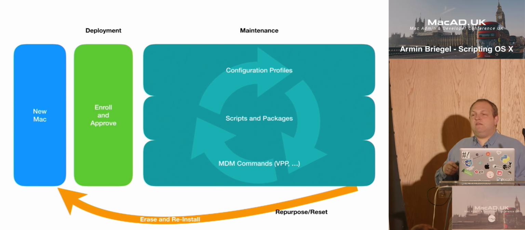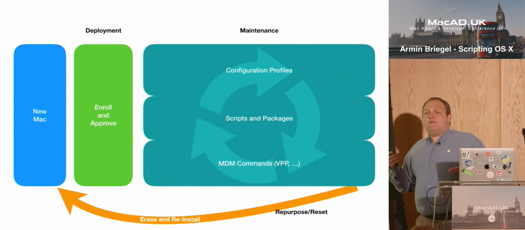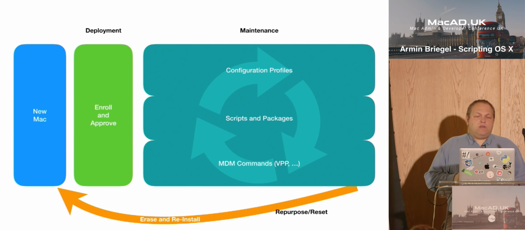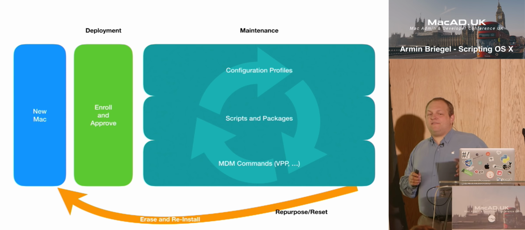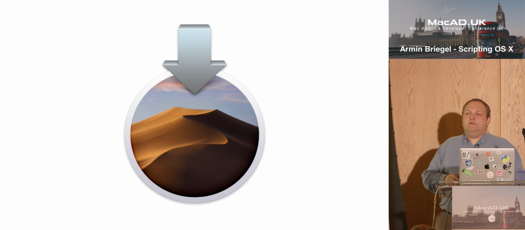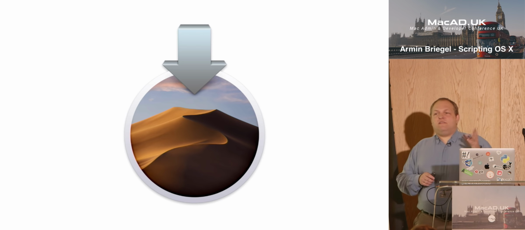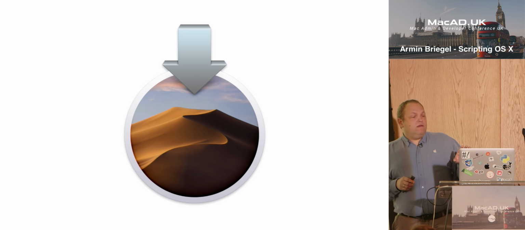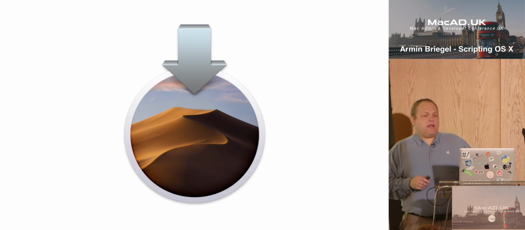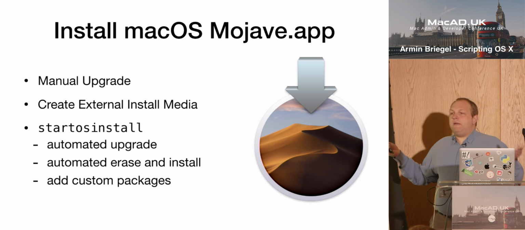So the erase and reinstall. With imaging, that was easy because you just re-image. That had the erase part built in. Now without imaging, we need a new strategy for that. Thankfully, we have a great tool that Apple gave us, which is kind of under the radar for some. But it's now an essential toolkit for the Mac admins, and that's the Install macOS app.